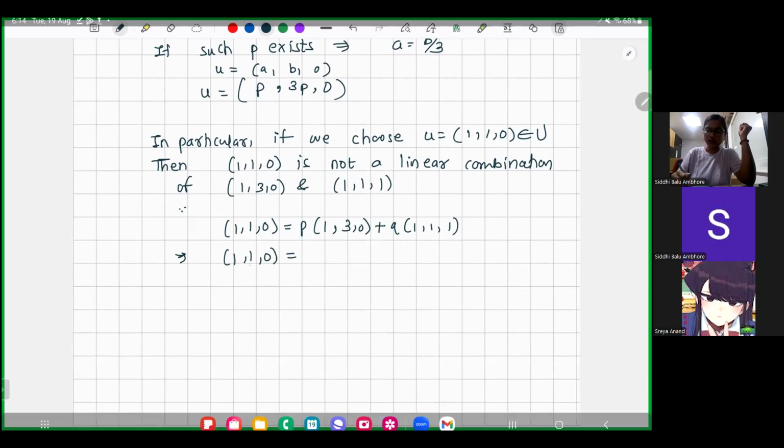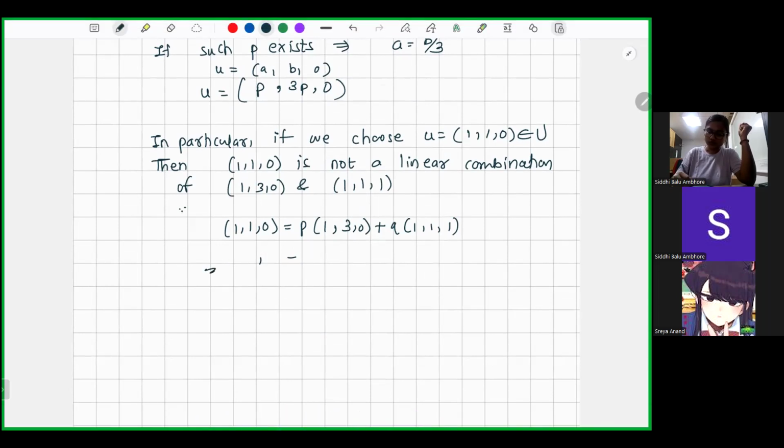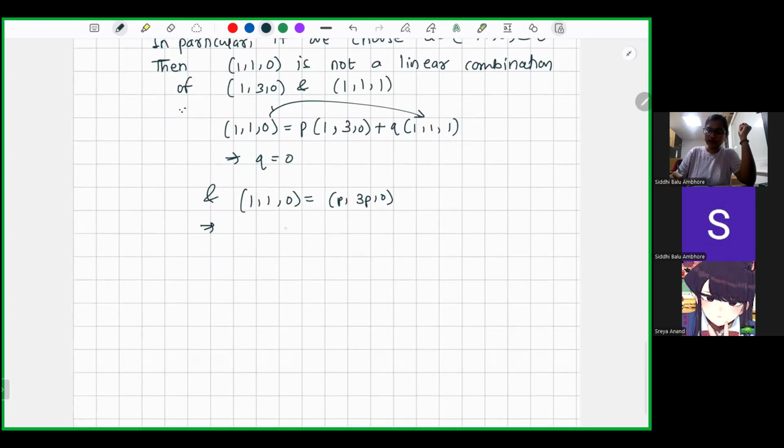Q has to be 0 because the last coordinate needs to be 0. So this implies Q is 0. But then 110 is equal to P, 3P, 0. And then this implies P is equal to 1 and P also is equal to 1 by 3. So this is not possible, right? This is not possible.